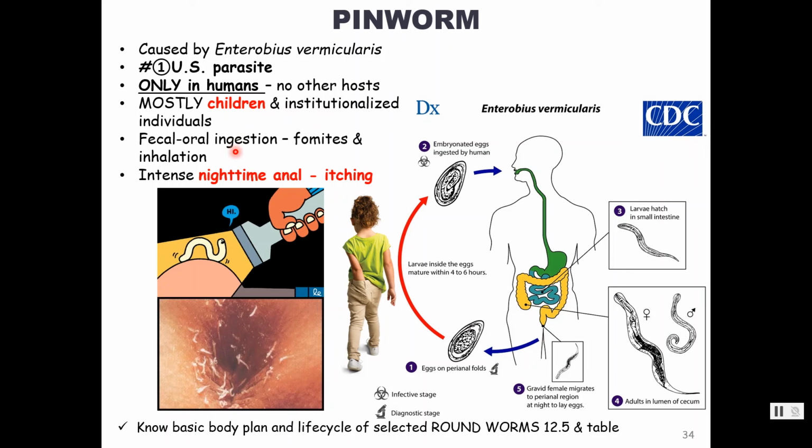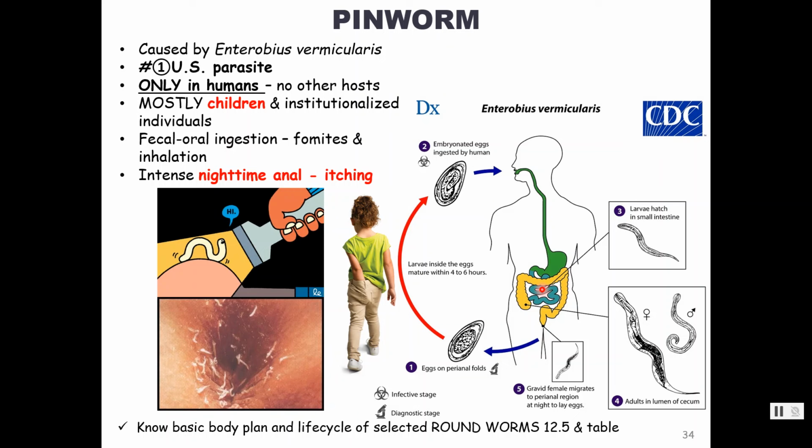So it's going to be through fecal-oral ingestion, also through fomites. Remember, those are inanimate objects, so they can live a while on surfaces, and even through inhalation. So let's pop over here. So we have embryonated eggs. It's going to be the eggs that are going to be ingested. The larvae make their way through the stomach, and the larvae hatch in the small intestine.